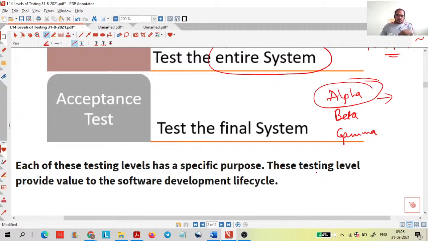Okay, this is all about the different levels of testing.